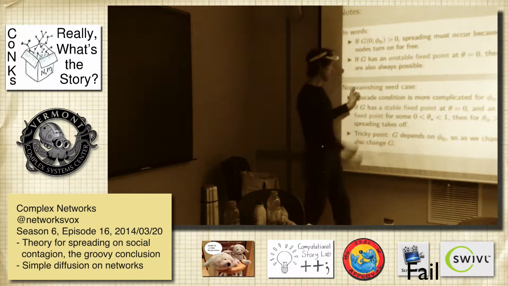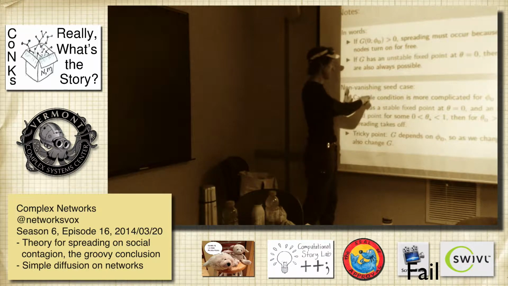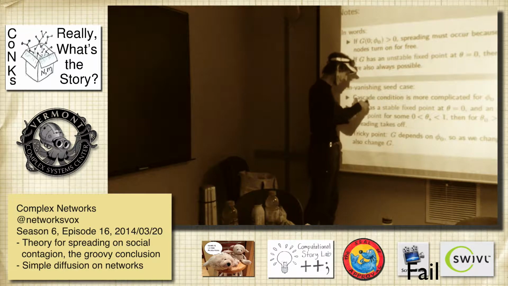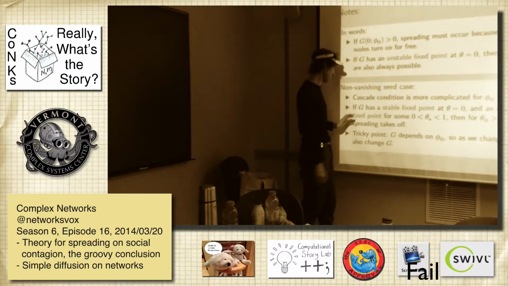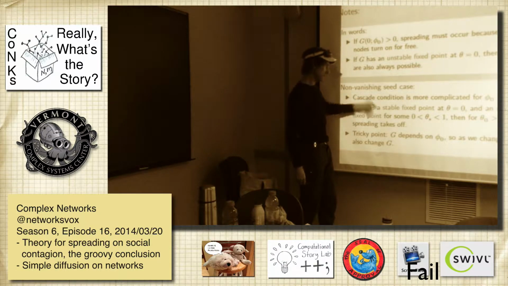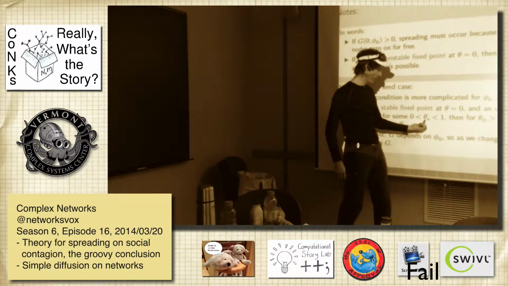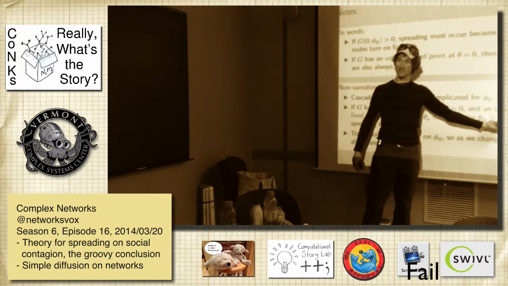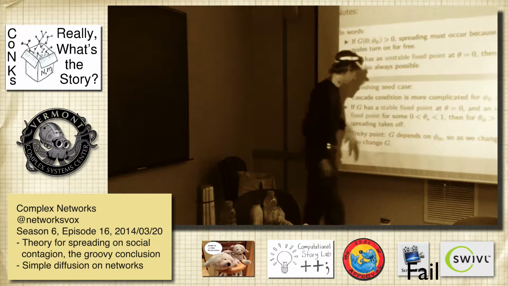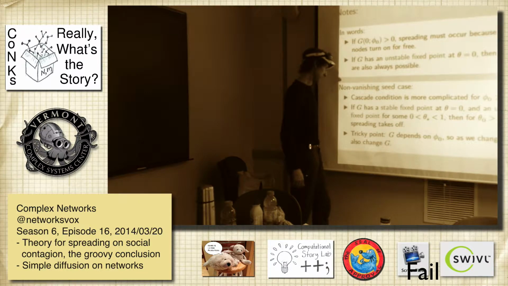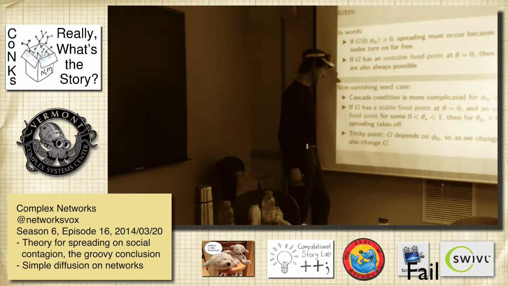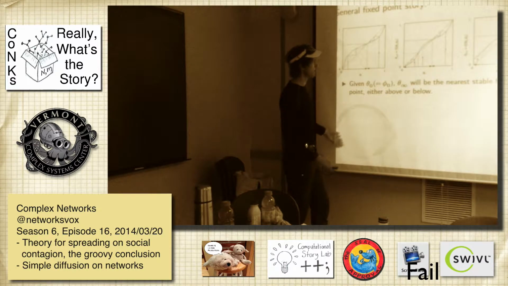So we have a non-vanishing seed. We're thinking about seeds going to 0 here, but if it's a finite seed away from 0, and it has a stable fixed point and then an unstable one just a little bit further away, with that stable fixed point at theta star, then for any initial condition above that unstable fixed point, it takes off. So it depends on G, depends on phi 0, so it's a little bit subtle. All right, so that's kind of what this story is here. How do we feel about it?